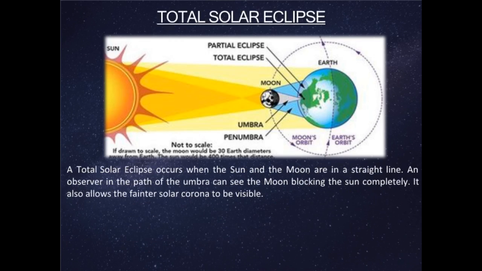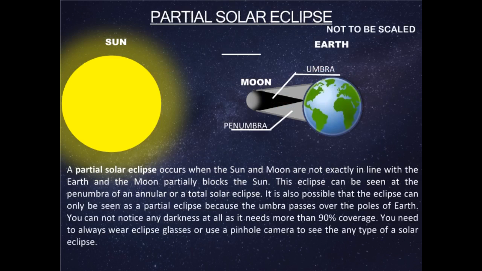Total solar eclipse. It occurs when the sun and the moon are in a straight line. An observer in the path of the umbra can see the moon blocking the sun completely. It also allows the fainter solar corona to be visible. Partial solar eclipse occurs when the sun and the moon are not exactly in line with the Earth and the moon partially blocks the sun.